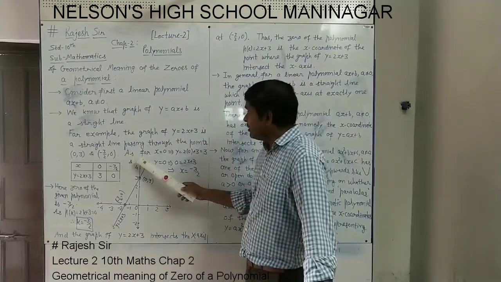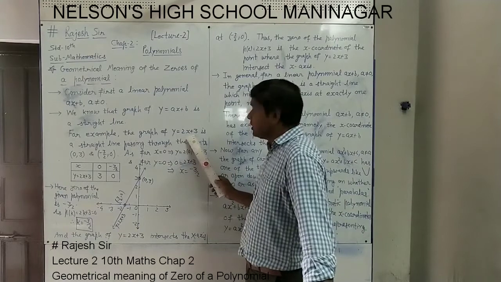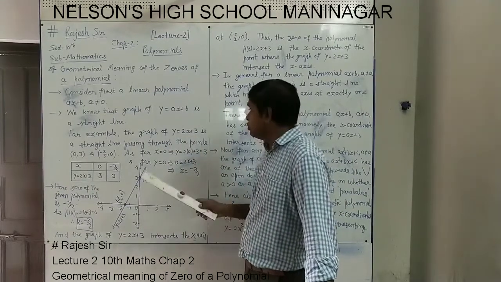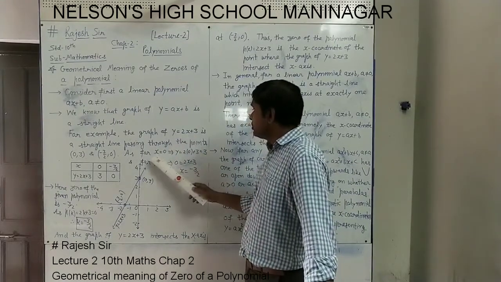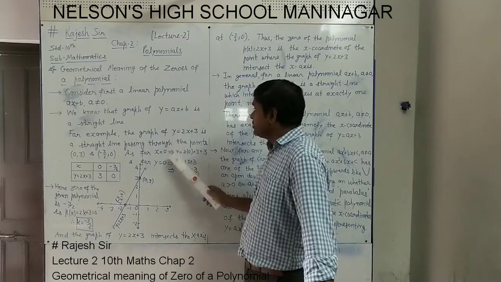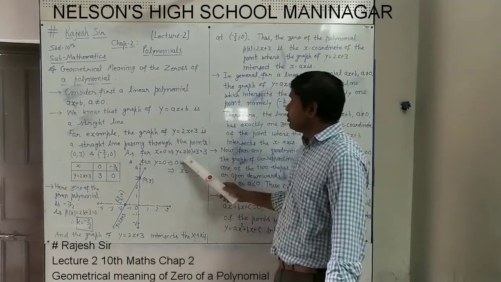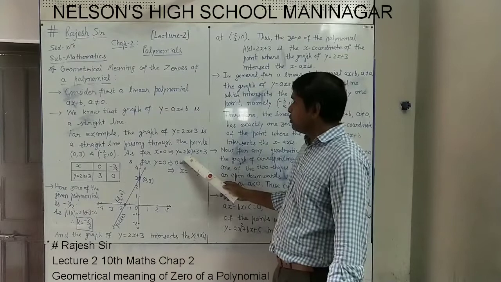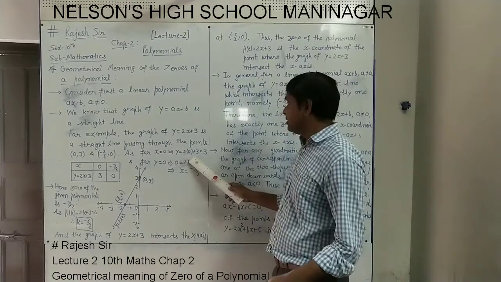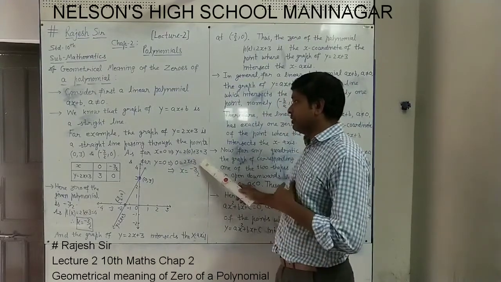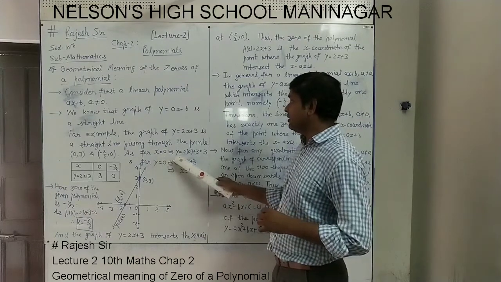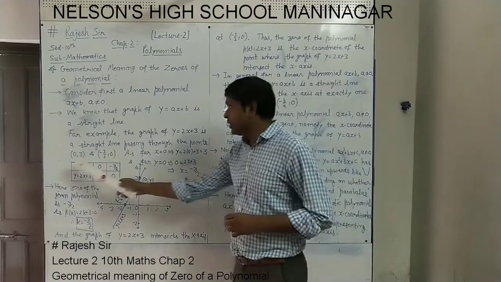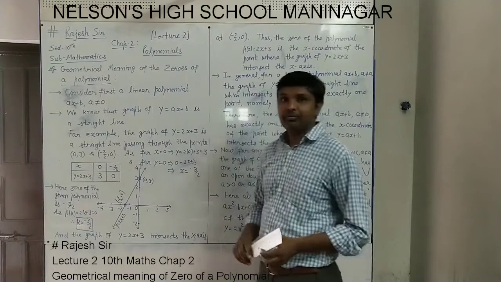Recall that for this y equal to 2x plus 3, if you want to draw the graph, what do we do? First we take x equal to 0 in this. So y equal to 2 into 0 plus 3. 2 into 0 will be 0, plus 3. 0 plus 3 is 3. So when x equal to 0, then y equal to 3. So this first point comes: 0, 3.